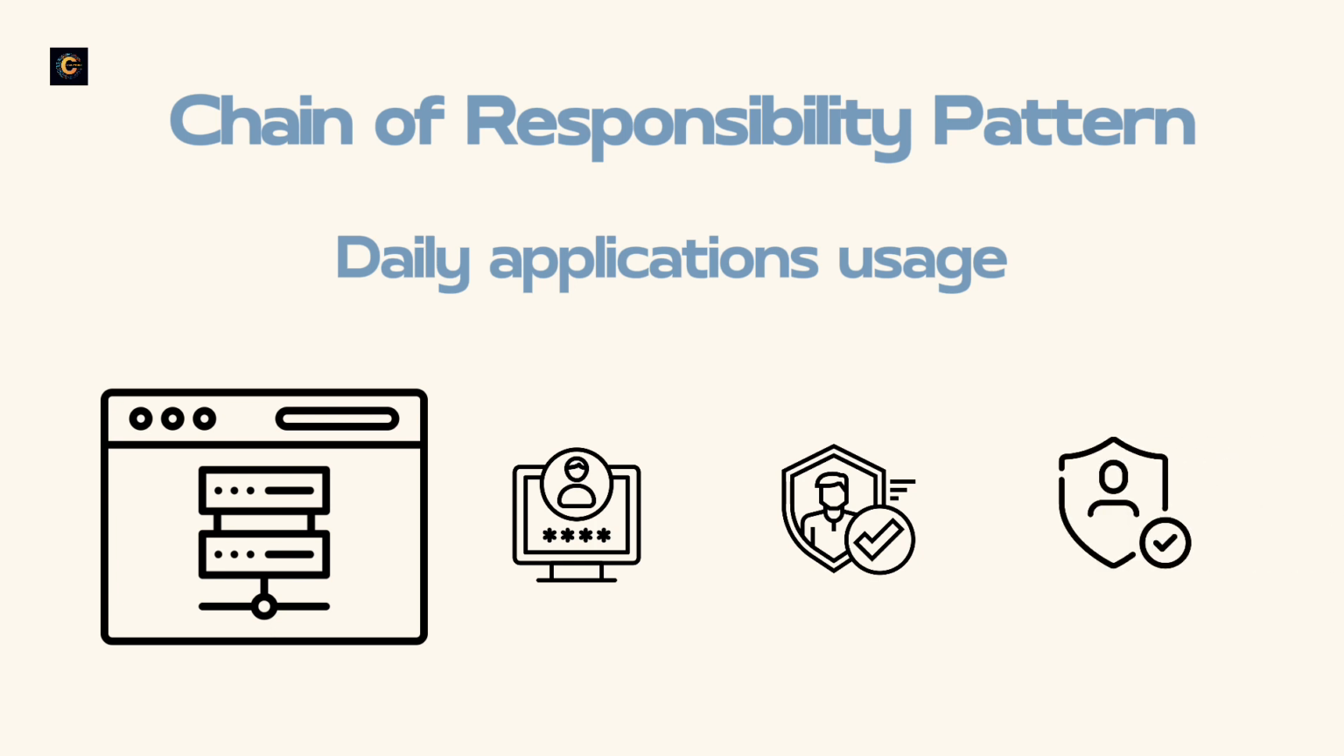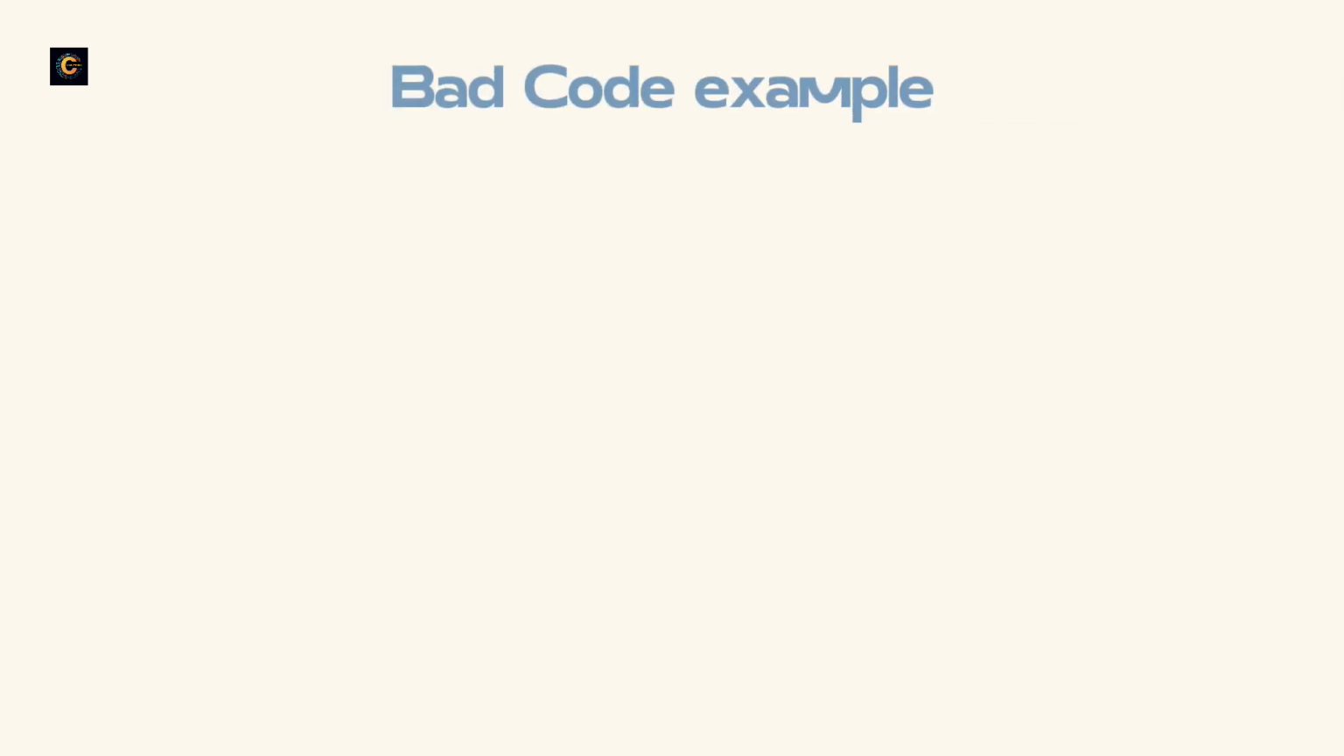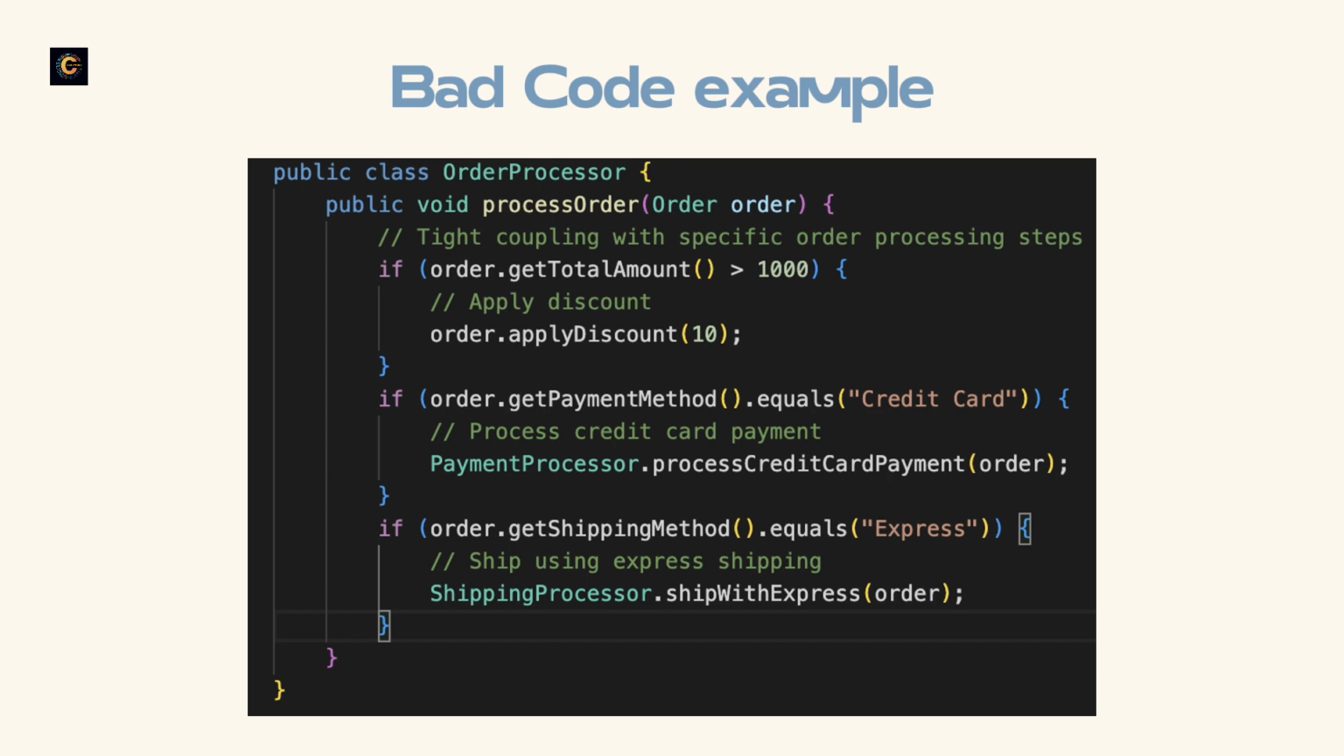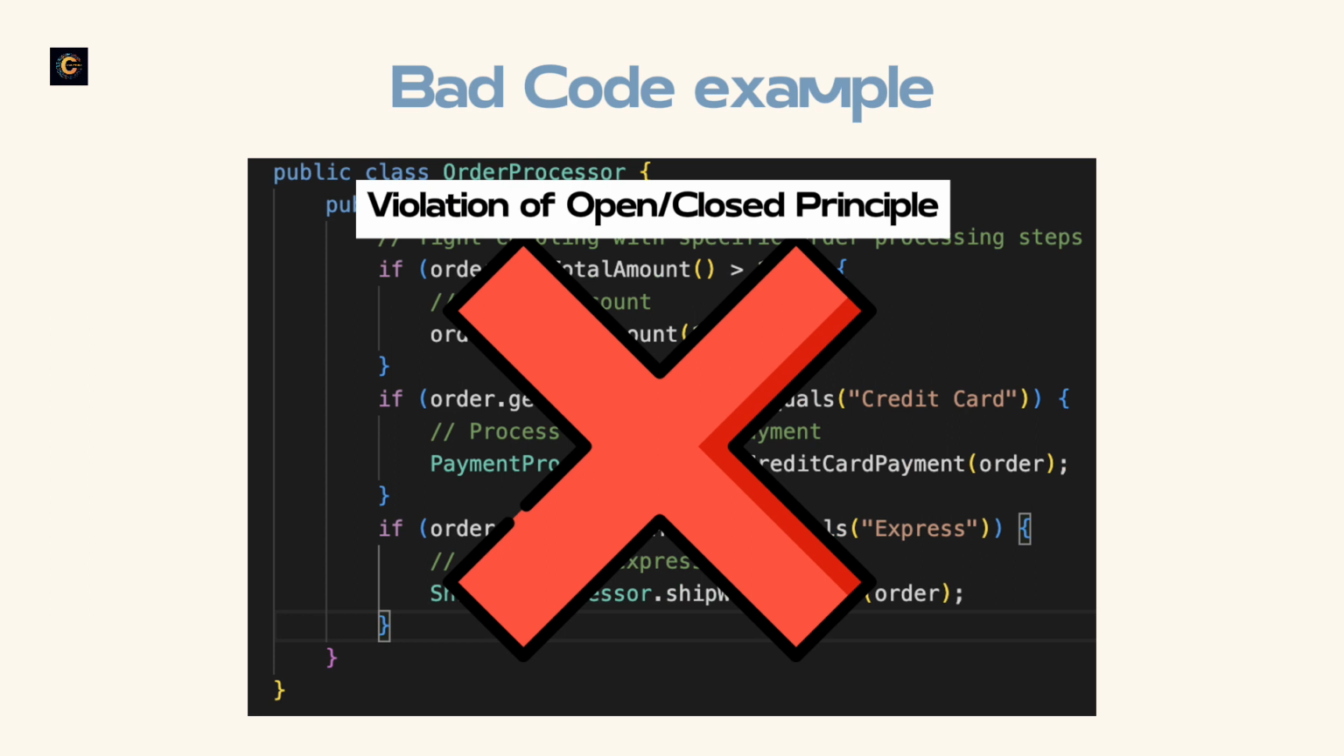Now, let's take a look at a bad code example with tight coupling. Imagine we have a scenario where we need to process a customer's order. Here is how we might implement it without using the chain of responsibility pattern. In this code, we see tight coupling between the order processor class and specific order processing steps. If we want to add or modify processing steps, we will have to modify this class, violating the open/closed principle.